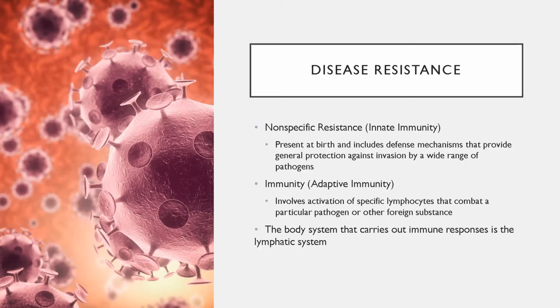So there are two main types of immunity that we will be discussing in today's chapter. They are innate immunity, also called non-specific resistance, and adaptive immunity. Innate immunity is called non-specific resistance because it covers a wide range of pathogens and it doesn't require your immune system learning about the pathogen before it can combat it. This type of immunity is present at birth and it's really more of a general protection.